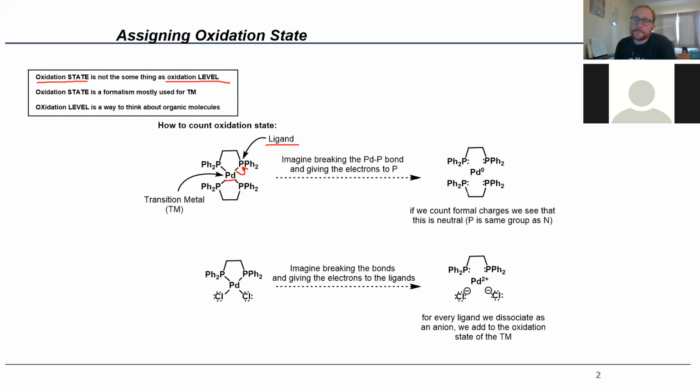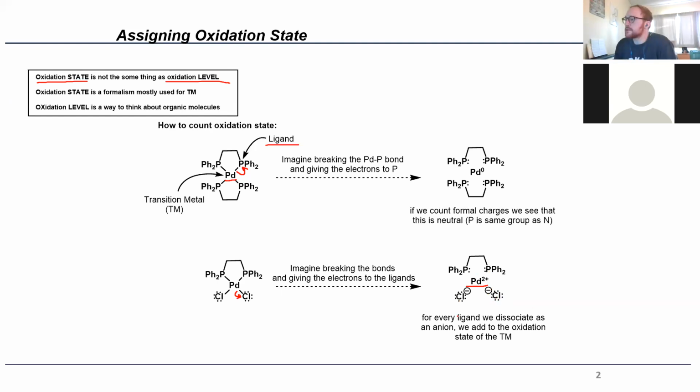Alternatively, for this palladium chloride complex, if we imagine breaking the bonds and giving electrons back to chlorine here instead, we notice that the phosphines are still neutral, but in this case we've got a chloride anion, right? It's chlorine with 8 electrons, which is a formal charge of -1. And since we were able to make a chloride anion, we have 2 negative formal charges, and so palladium must carry an oxidation state of 2+. And so this is a palladium 2 complex.